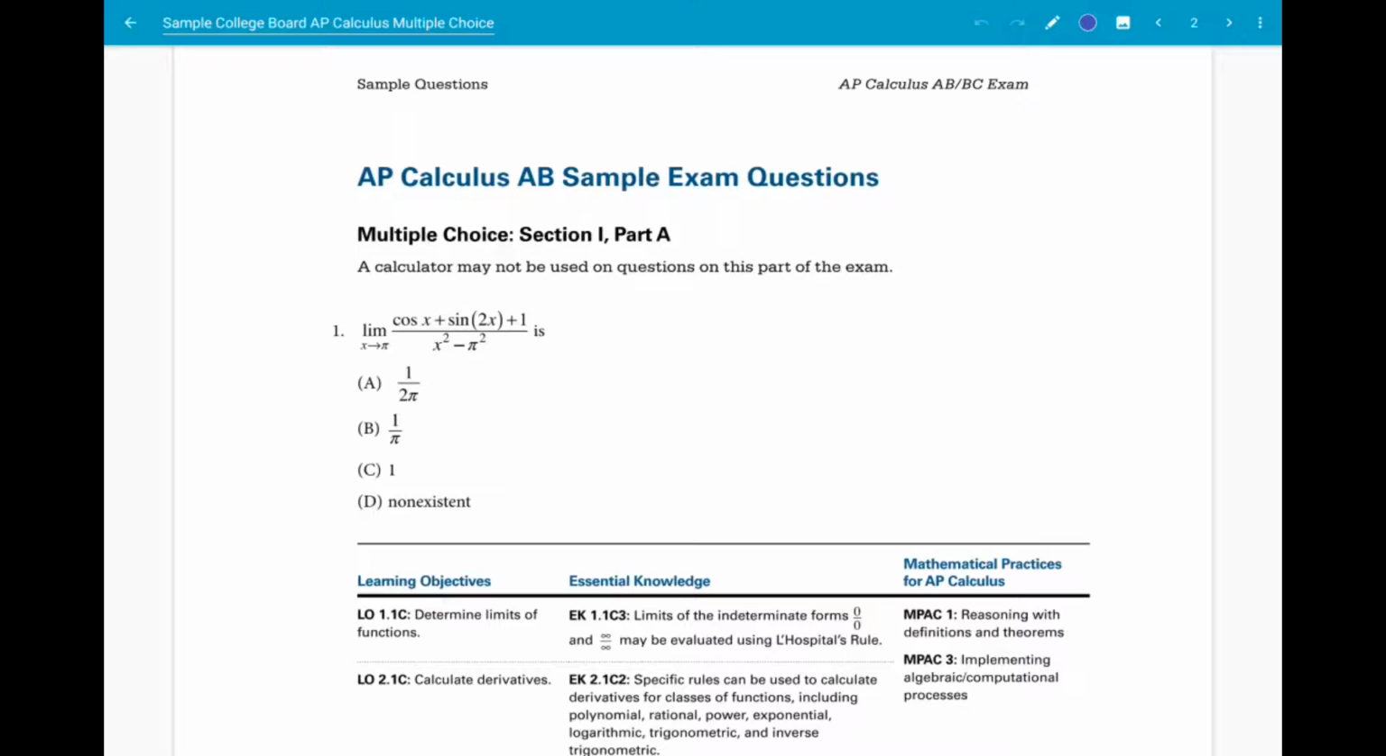So number 1, and in all these problems that we're going to be doing today, a calculator may not be used. Number 1 says the limit as x approaches pi of cosine x plus sine of 2x plus 1 over x squared minus pi squared is. Whenever you see these limits and you see a fraction, it's a good idea to use L'Hopital's rule and take the derivative of the top and the bottom separately and see if you can do direct substitution to solve the problem. So the derivative of cosine x is going to be negative sine x.